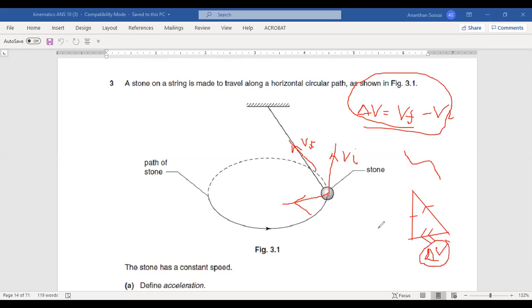So therefore, it accelerates. That's the answer. So what's the answer you should give? Because direction is changing, therefore velocity is changing. Because acceleration is rate of change of velocity, therefore it accelerates. Okay, any question? So there is a change in velocity.